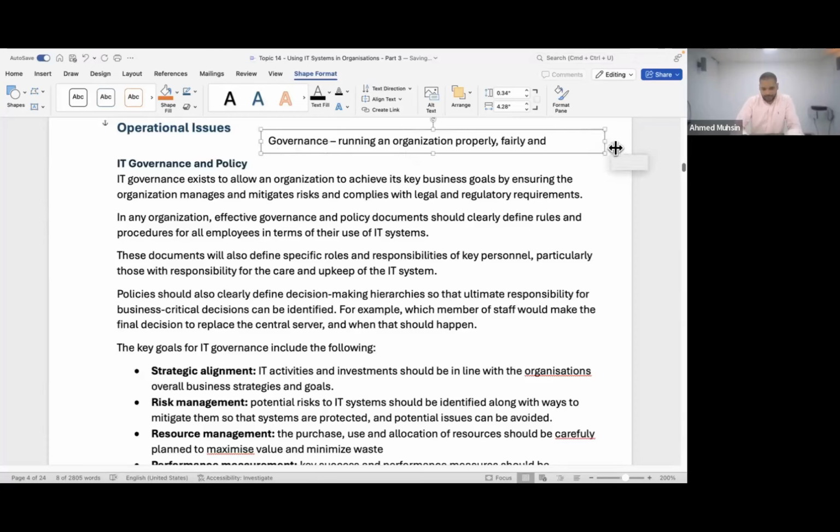Properly, fairly. Everybody is being treated properly. Everybody is being treated equally based on their job description. And responsibly. Responsibly means what? Somebody is in charge of something. When something goes wrong, nobody says, I don't know why this happened. People take responsibility when something goes wrong. For each activity that happens in the organization, somebody is responsible for it. If it works well, they get credit. If it doesn't work well, they take the blame for it. That's what you mean by responsibly.